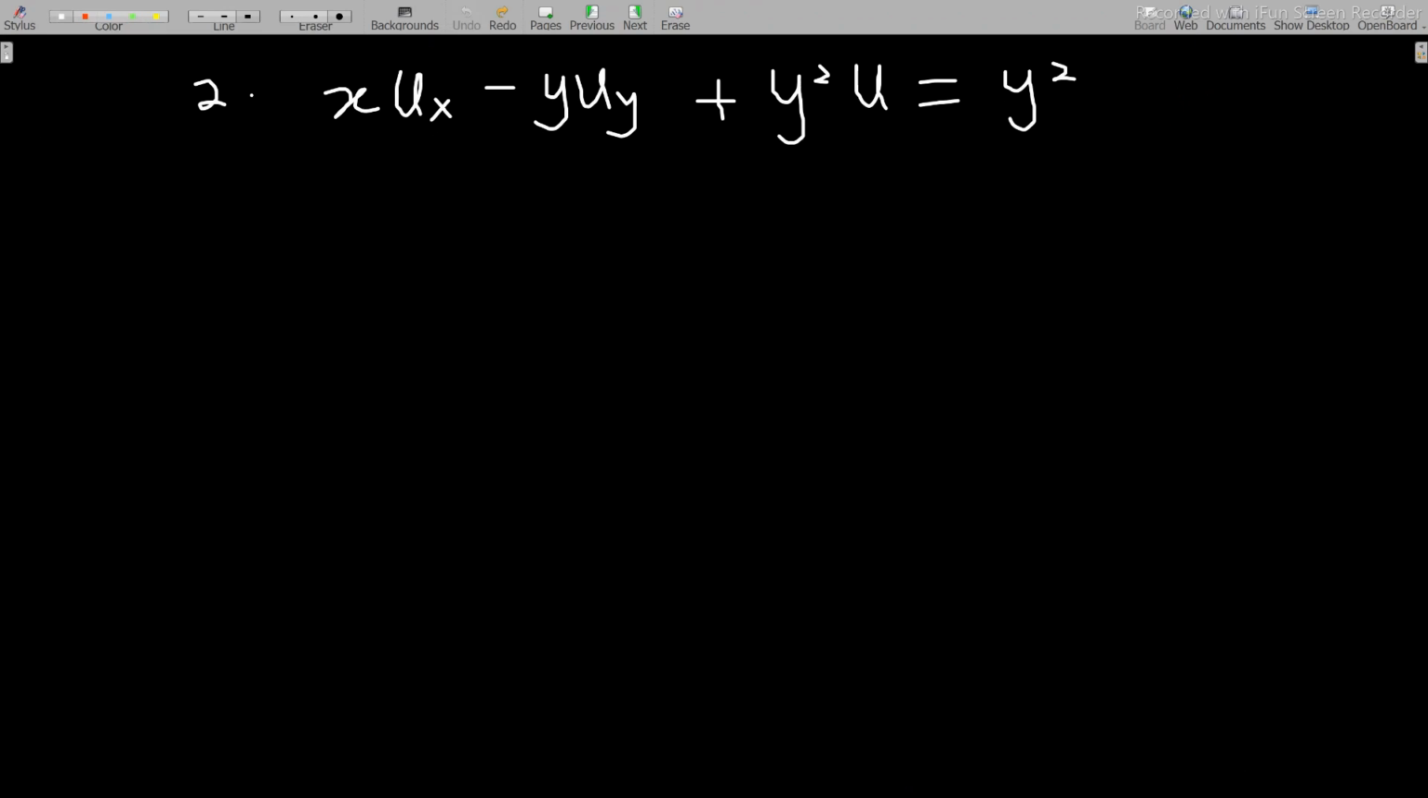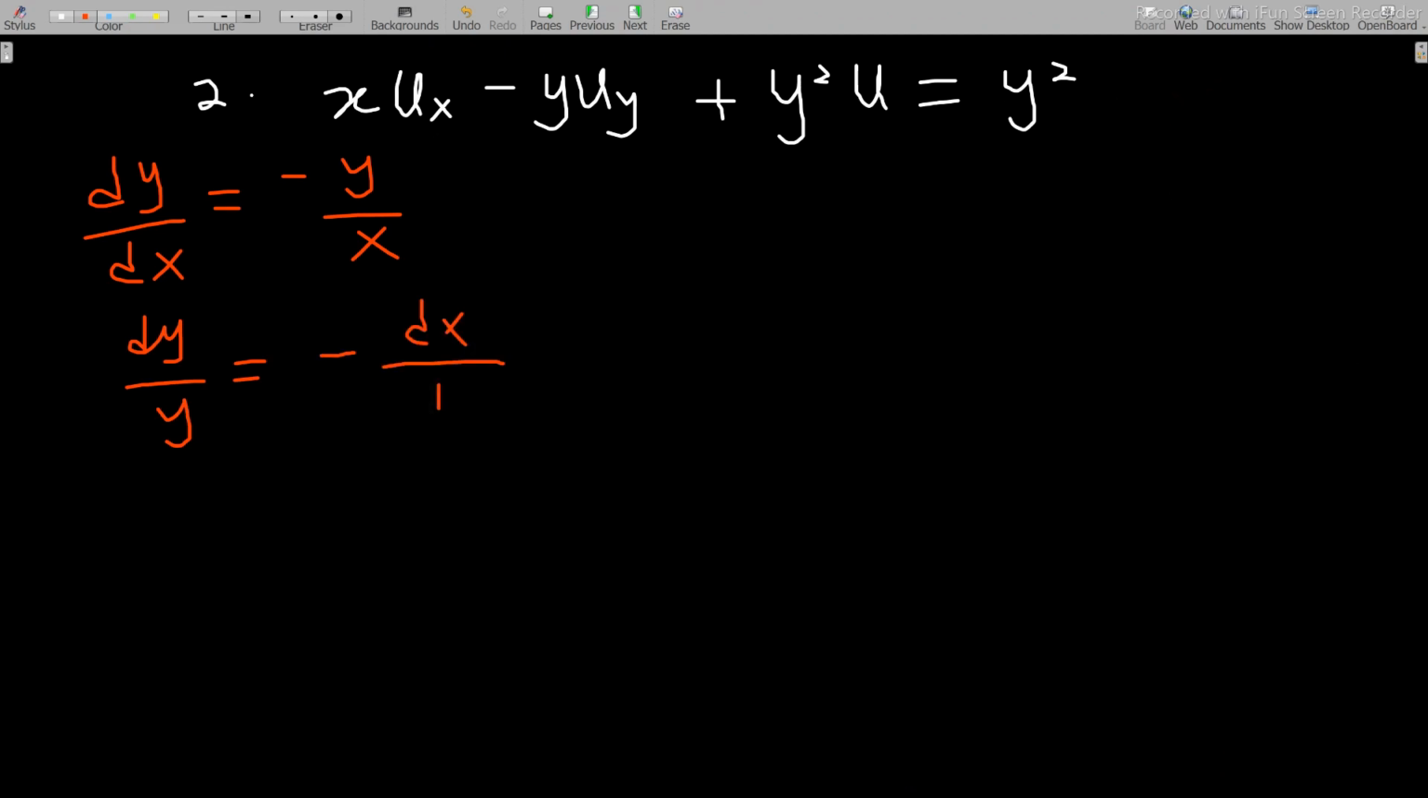In our study of PDE, we said that whenever you have an equation like this, you just solve this characteristic equation, dy/dx is equal to what? The b component, the component in front of uy, over the component in front of ux. So I have minus y over x, and this means I have dy over y should be equal to negative dx over x.